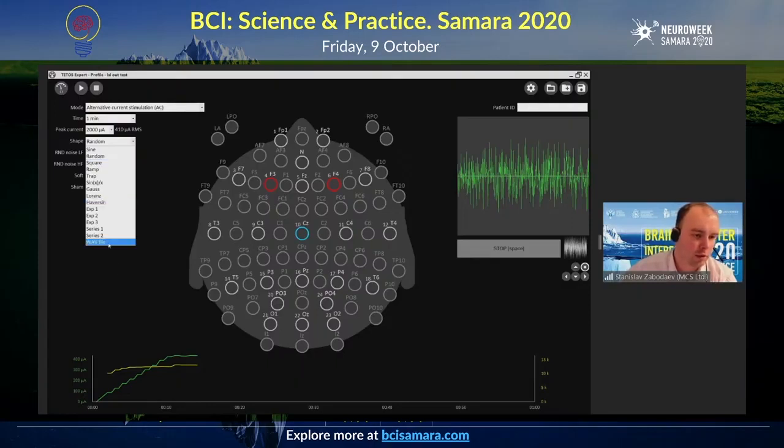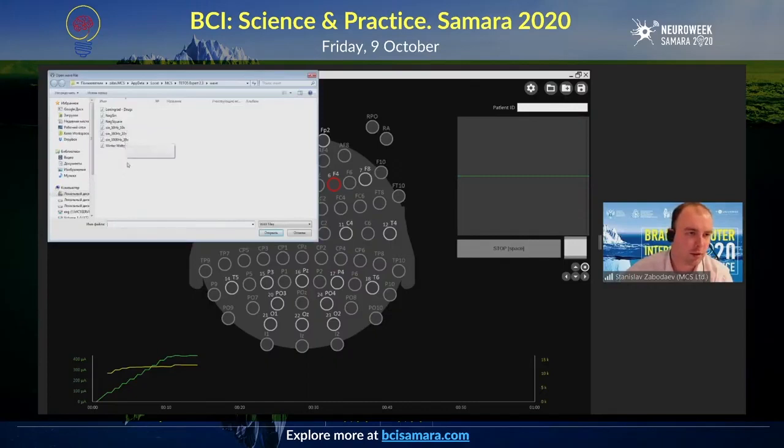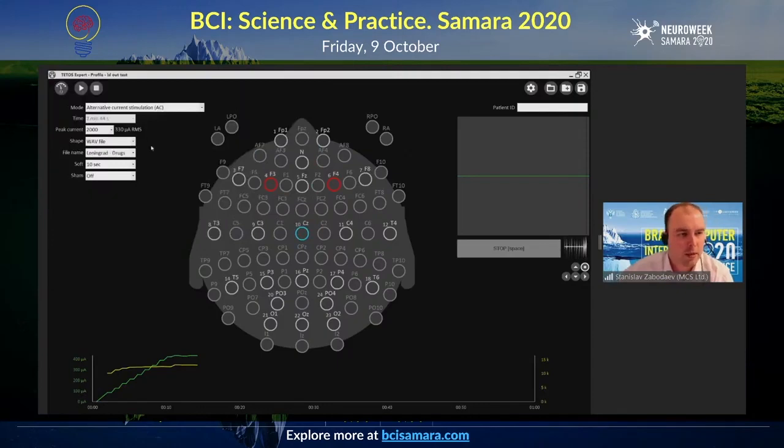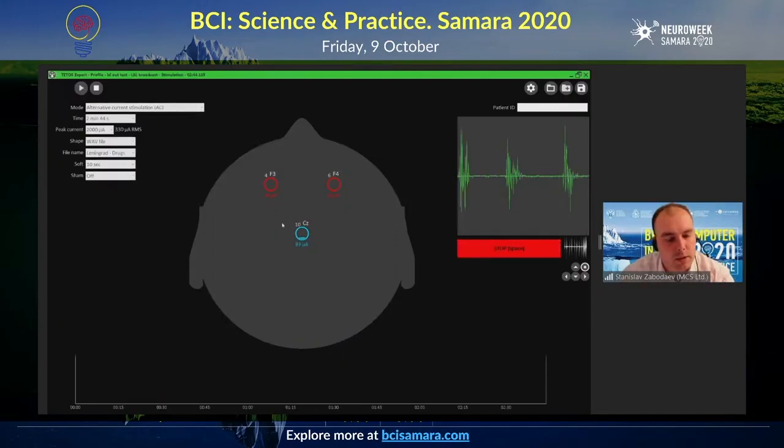There's this random noise simulation. You can upload a file from elsewhere. You have a substandard form of impulse, you can upload another file and play it, even if it's music. This is a song of one of the Russian music bands, and let's see whether this will be efficient.